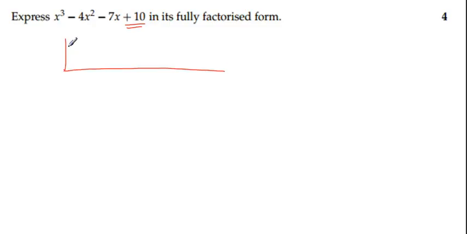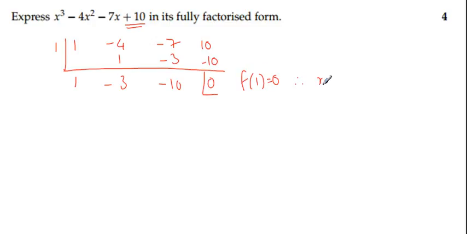So running through my synthetic division again, I'm going 1, minus 4, minus 7, 10. I'm going to try 1, minus 1, 2, minus 2, 5, minus 5, 10, minus 10 until I get 0. So let's go through with 1. 1 comes down, times it by 1 is 1, add down minus 3, minus 3, minus 10, minus 10, and add down 0. Perfect. So f of 1 is equal to 0, therefore x minus 1 is a factor. Now if you didn't get 0, you know it's not a factor and you'd have to go back to the drawing board and try again.